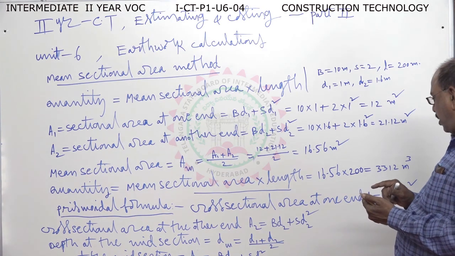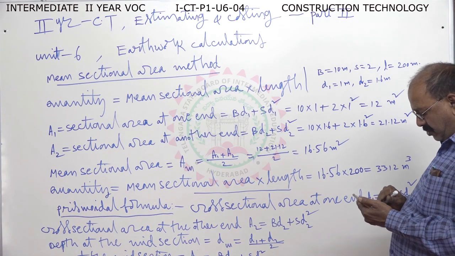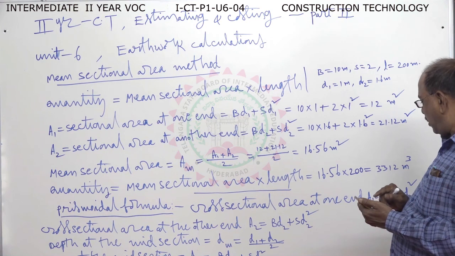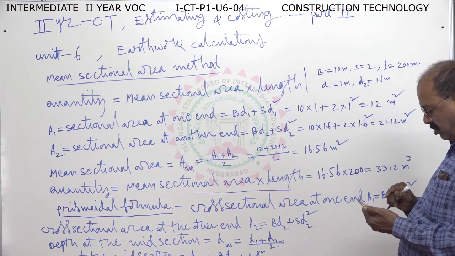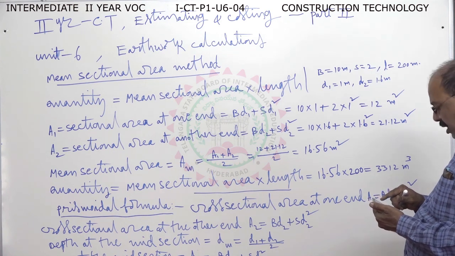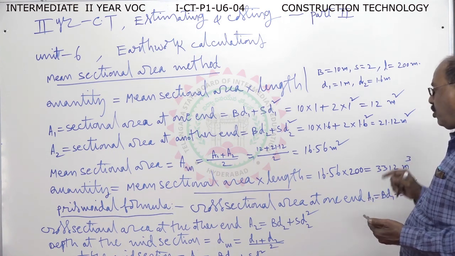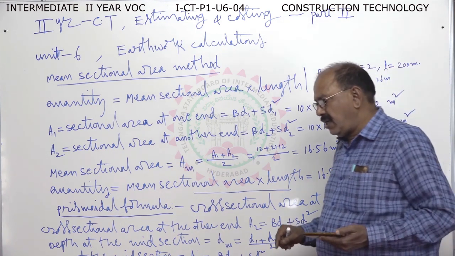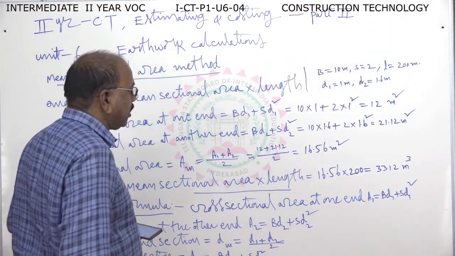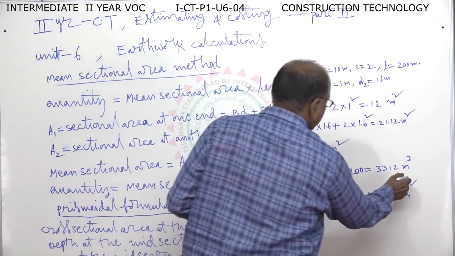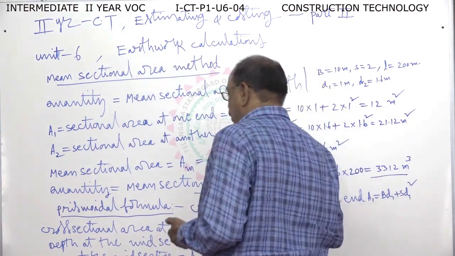That is 16.56 into 200. That is equal to 3312 meter cube. This is the total quantity of the earthwork we got. That is the final answer. Okay.